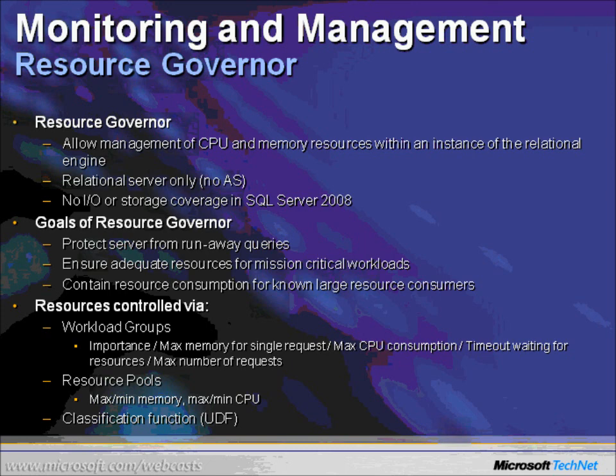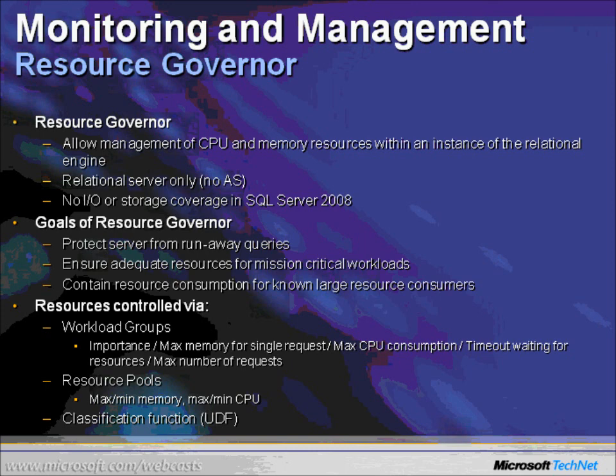The way it works is that there are 3 major concepts. There are workload groups. A group is a collection of queries, or really a collection of different connections to the database, and it can have associated with it certain criteria like how important the group is, the maximum memory for a single request, maximum CPU consumption for a single request, the timeout when a query is waiting for resources, maximum number of requests, and so forth.